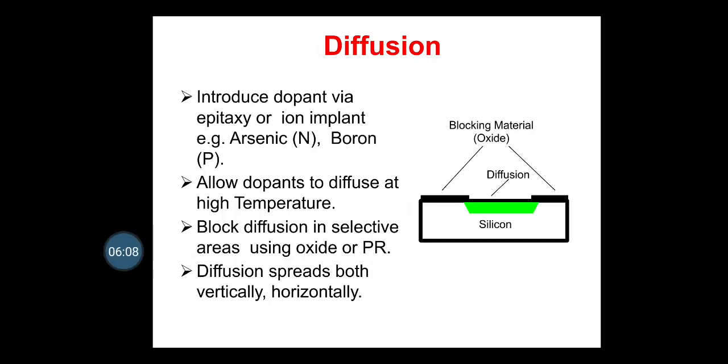So next step is now diffusion. The areas which are opened by the photoresist method, that is photolithography, a diffusion will take place in those areas. The diffusion process introduces dopants via epitaxy or ion implantation, for example arsenic, boron. So allow dopants to diffuse at high temperature. Block diffusion in selective areas using oxide or photoresist, and diffusion spreads both vertically and horizontally.